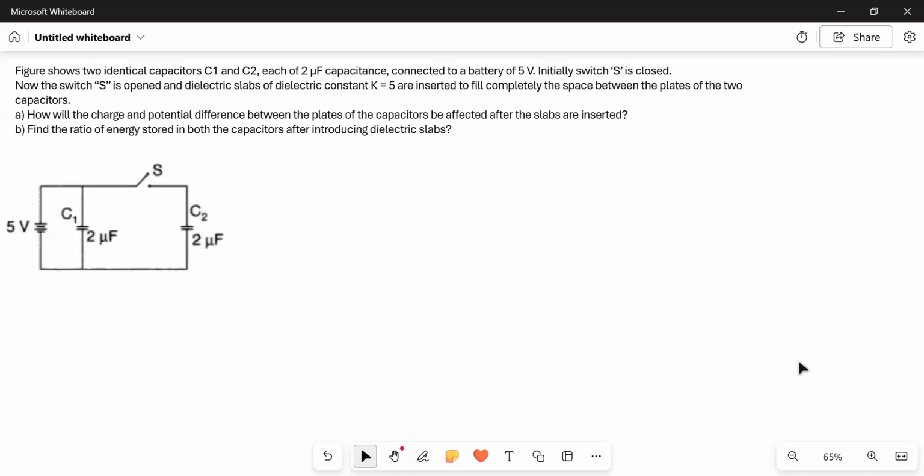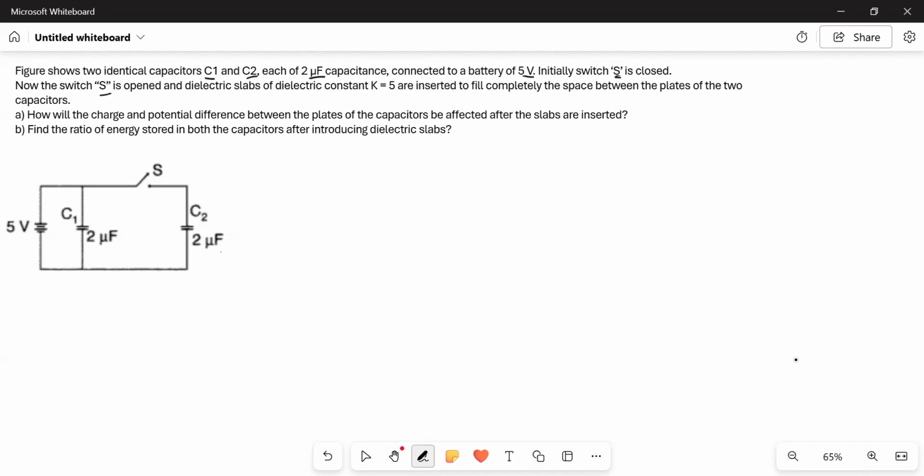Hi, this is a CBSE XII Physics 3-mark question. The question reads, figure shows two identical capacitors C1 and C2 of 2 μF connected to a battery of 5 volt. Initially, switch S is closed.